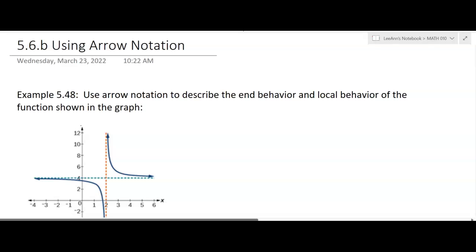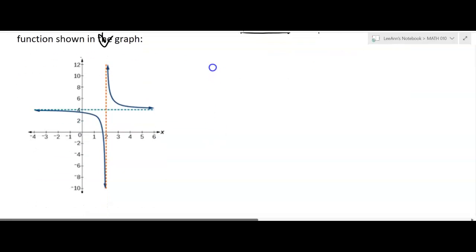So now we're going to use the arrow notation on a graph. So this one's a little more exciting than the last one. It says use arrow notation to describe the end behavior, so what's happening as we're going toward infinity or negative infinity, and local behavior. By that they mean what's going on kind of in the middle. And you can see we've got an asymptote there. And they give us this graph.